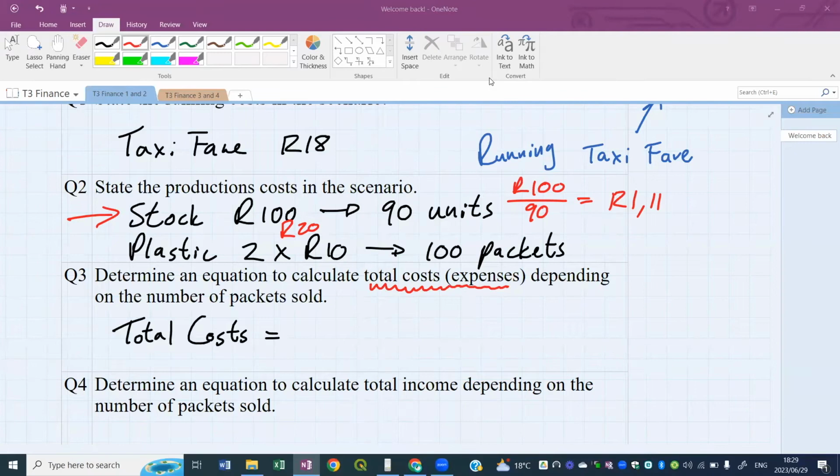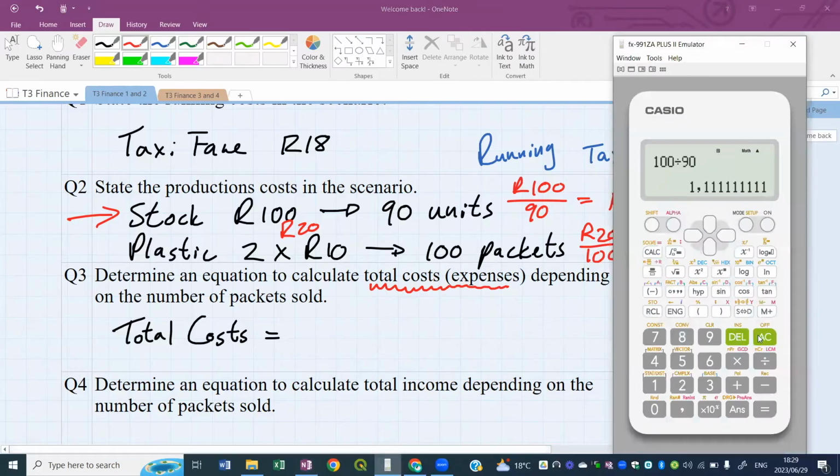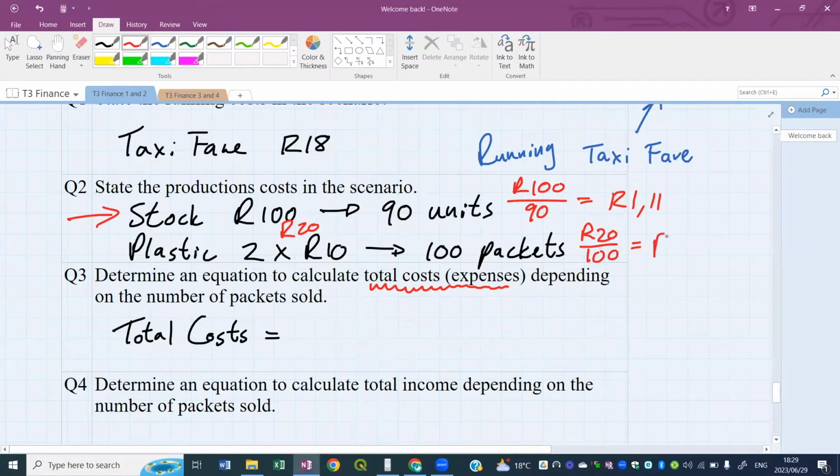You're going to take that 20 Rand and divide it by how many units can be produced given that price. All right, let's do that. So let's say it's 20 Rand for all 100. How much is it for one? 20 divided by 100, and that'll be 0.2. So that's 20 cents for a packet.